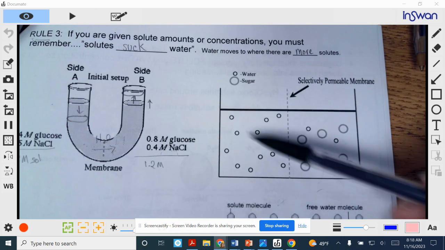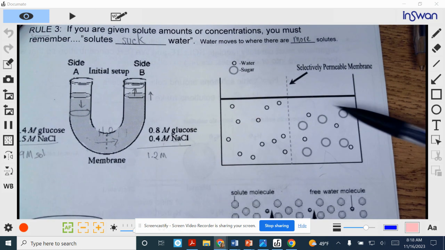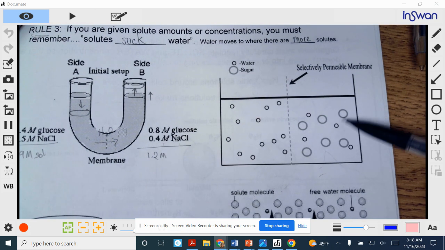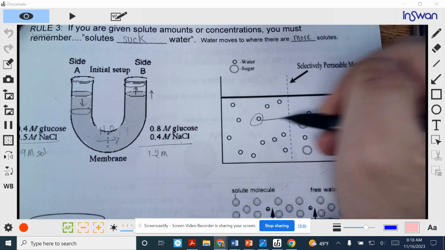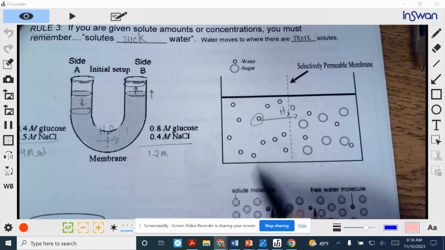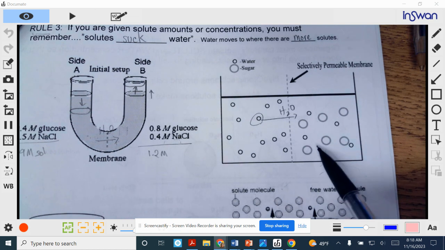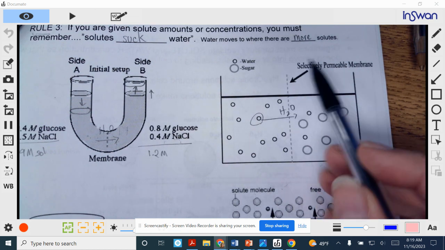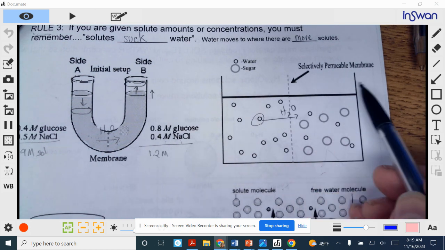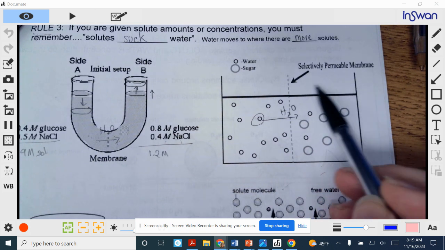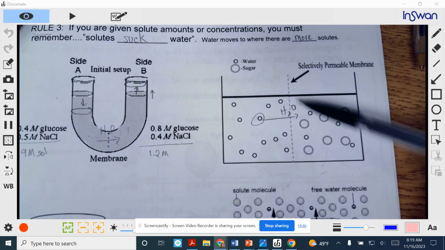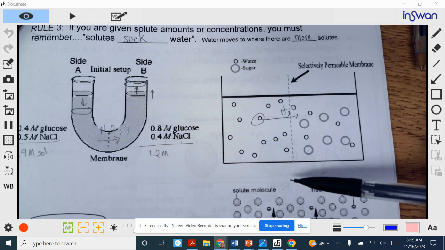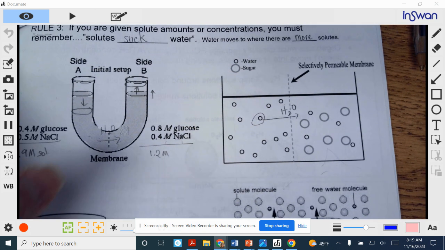So in this situation right here, this one's pretty easy. Here are my solutes over here, and there are none over here. Solutes suck water. So we're going to have a net flow of water moving over to this side. You would actually then see that this would go up higher. You would have an increase in water. It would actually move up a little bit if this was a barrier that's only permeable to water. And this level would go down on that side of the membrane.